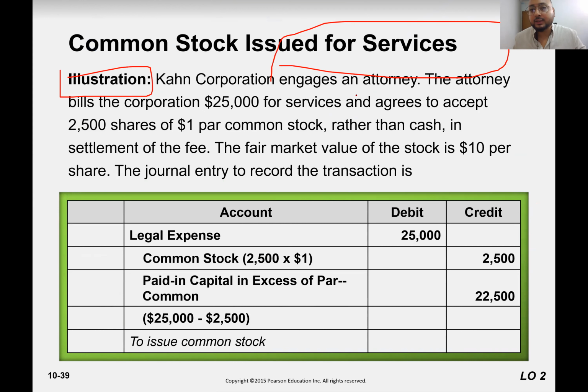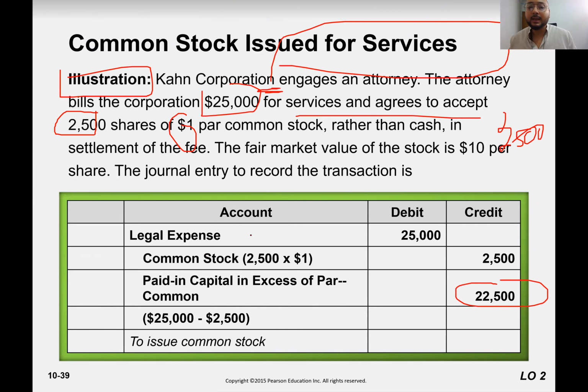Khan Corporation engaged an attorney. The attorney bills the corporation $25,000 for services and agrees to accept 2,500 shares of $1 par value. So common stock is worth 2,500, but the service fee is 25,000. So paid in capital in excess of par is 22,500. So legal expense to common stock to paid in capital. Simple, right?